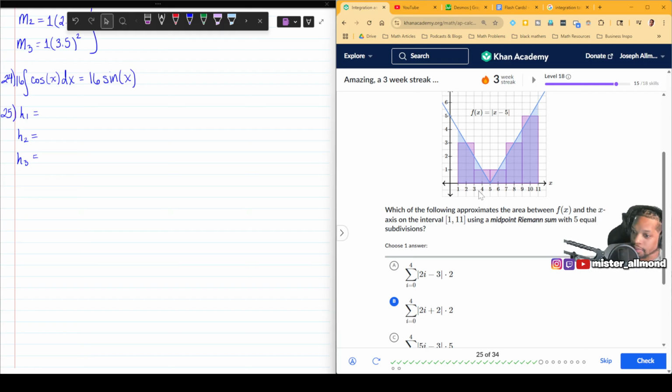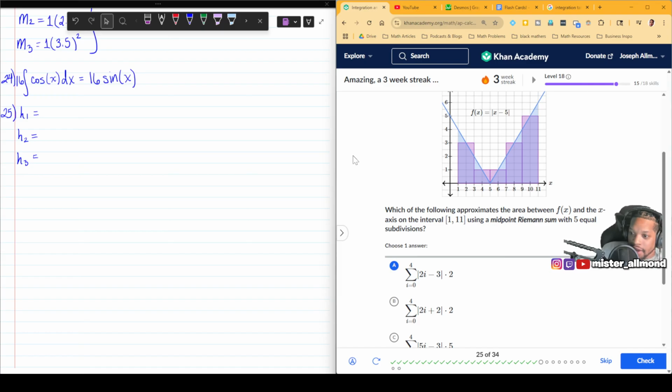Actually, wait, hold up. Let me make sure. The absolute value of... ooh, you know what? It might be A, bro. Hold on, let me think real quick. So we need, okay, so for my first height, I should get 3. I'm just going to do whatever one gets me 3 for my first height. So it should come out to be the absolute value of 2 minus 5, which is -3, and then absolute value that.